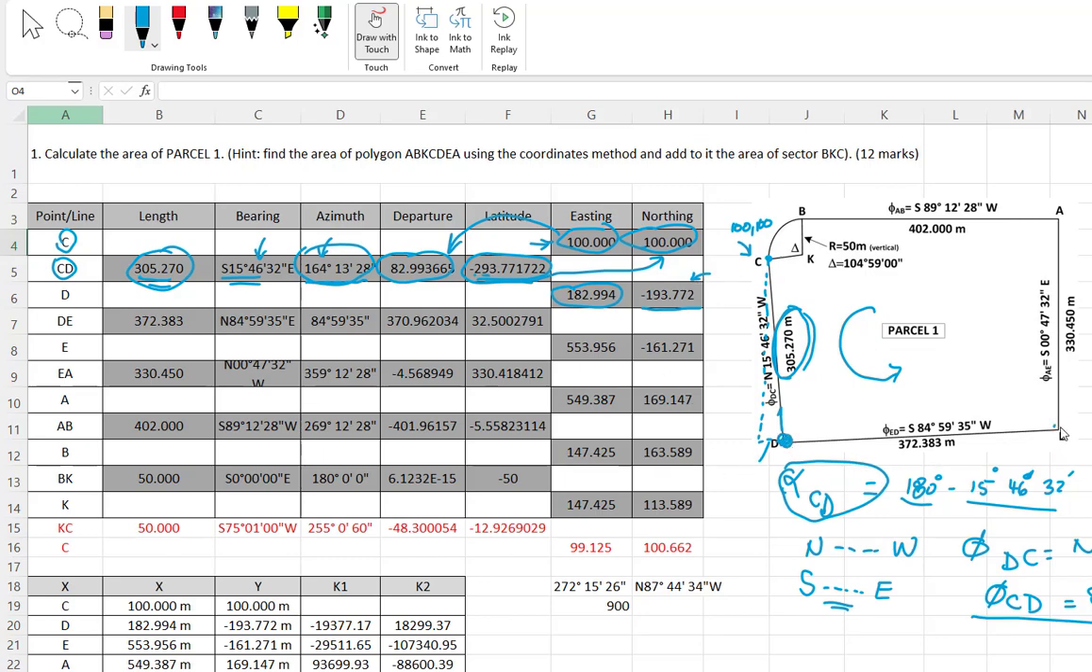So we're going to continue to point E, and we do the same thing. We have the length. This is the line DE. The length is 372.